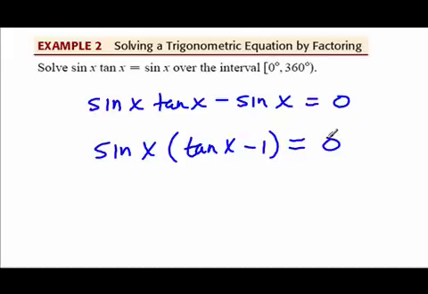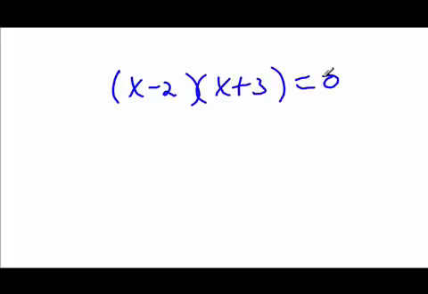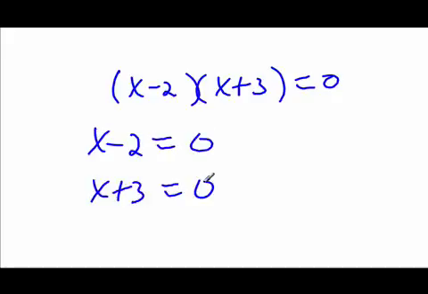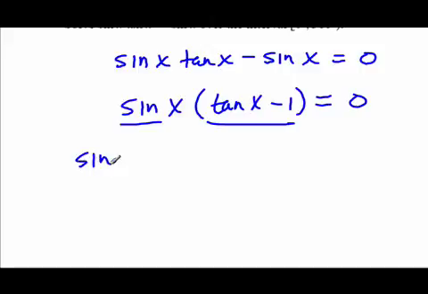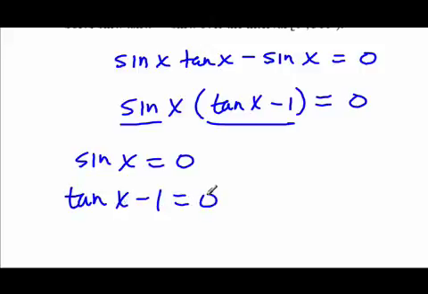What do you guys remember about the zero product property? Remember back when solving quadratics? If you factored a quadratic and you had it down to x minus 2 times x plus 3 equals 0, what does this mean? This means either x minus 2 has to equal 0 or x plus 3 equals 0. The zero product property. That's what you're going to use here. You have these two things that you're multiplying together and it's giving you 0. So either sine x is equal to 0 or tan x minus 1 equals 0, and we'll solve each of those independently.